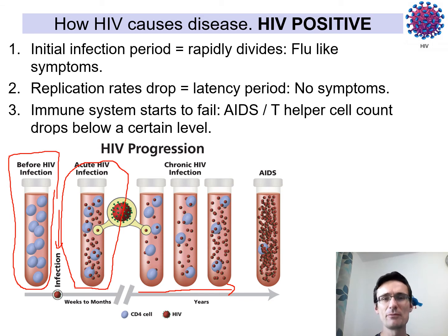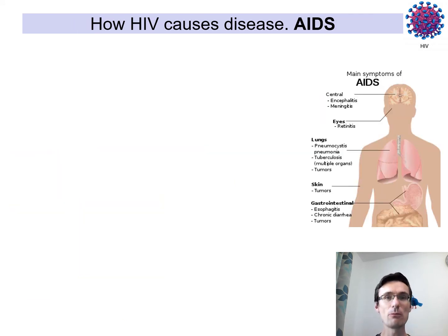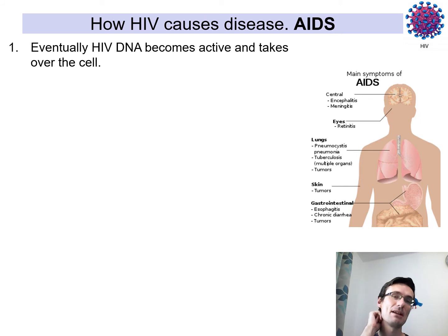and so we go from this latency period when the replication drops and you get no symptoms, you live a relatively healthy, normal life, but then the immune system will start to fail when you get acquired immunodeficiency syndrome, or AIDS. That is when your T helper cells' count starts to drop because they're getting too damaged and your immune system gets too exhausted, and therefore it drops below a certain level, and then the HIV virus spreads rapidly into your bloodstream because your immune defense has gone. Now, when you get AIDS, obviously that's when it becomes a problem.